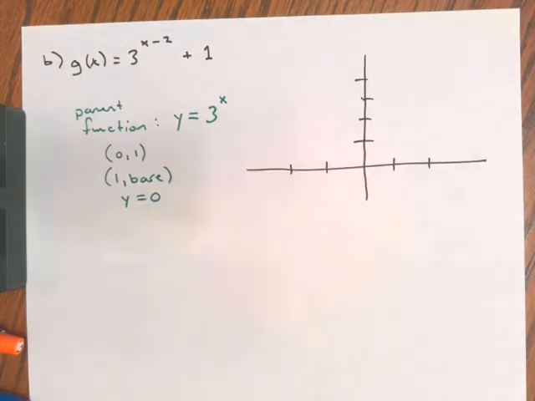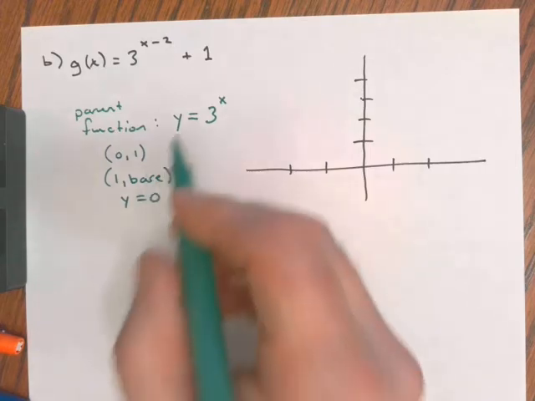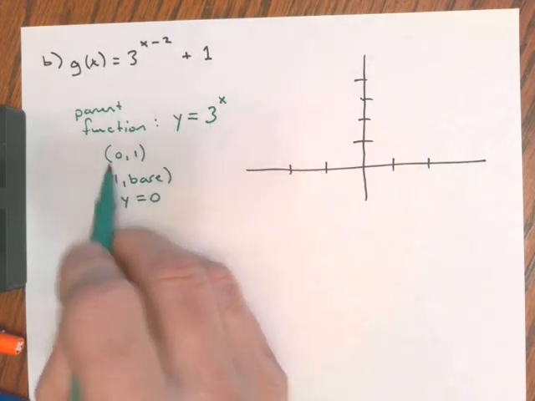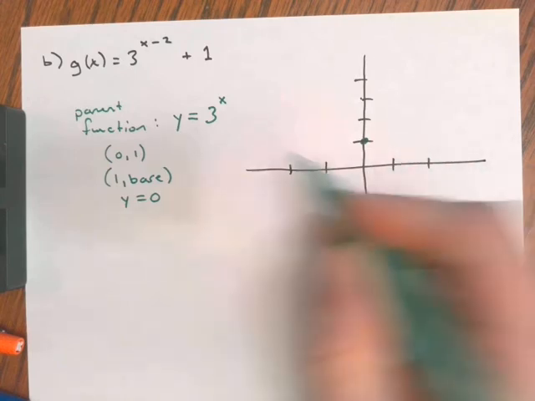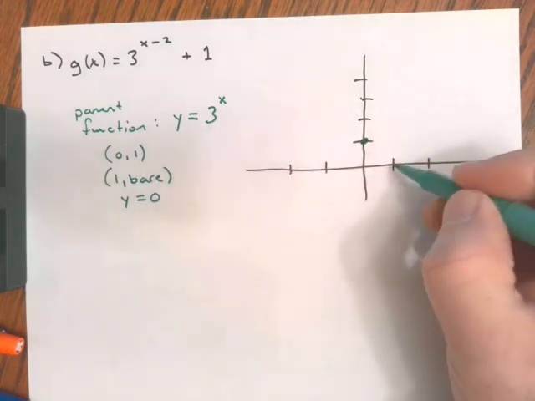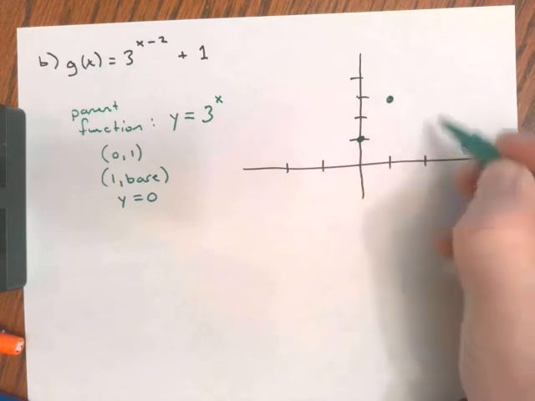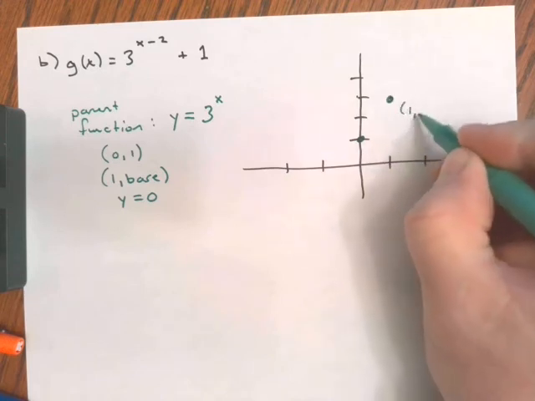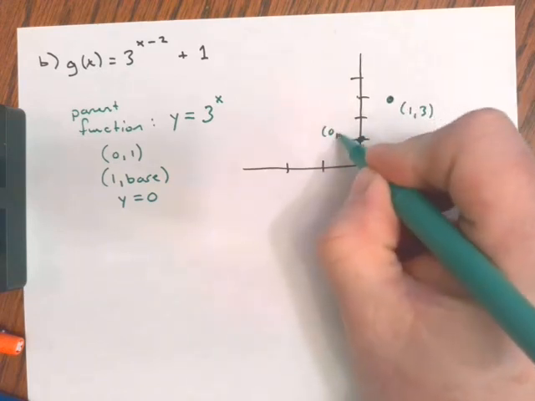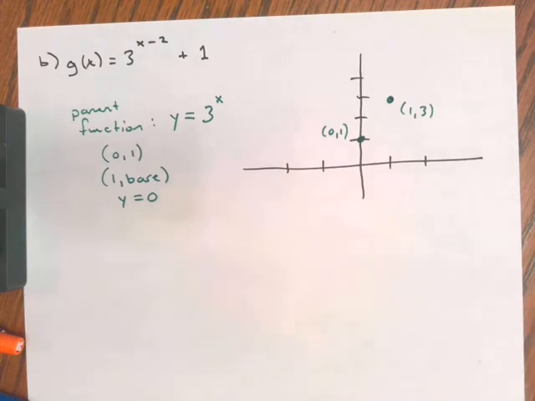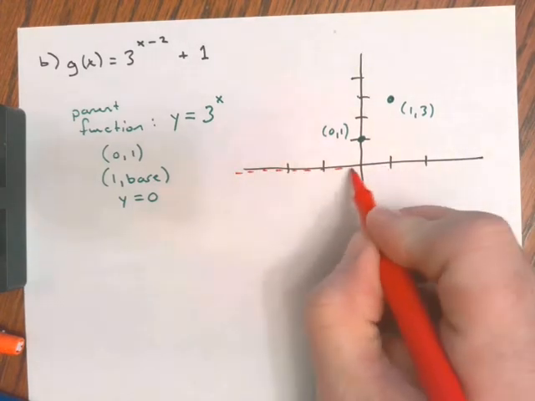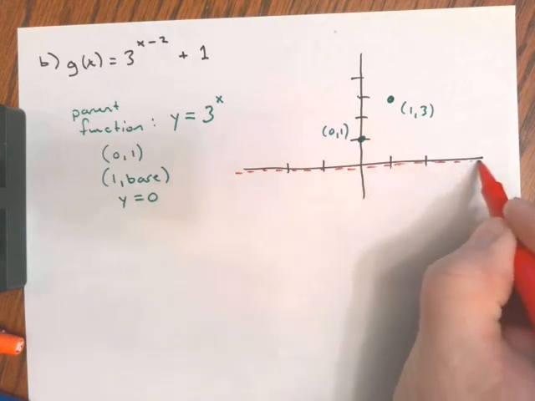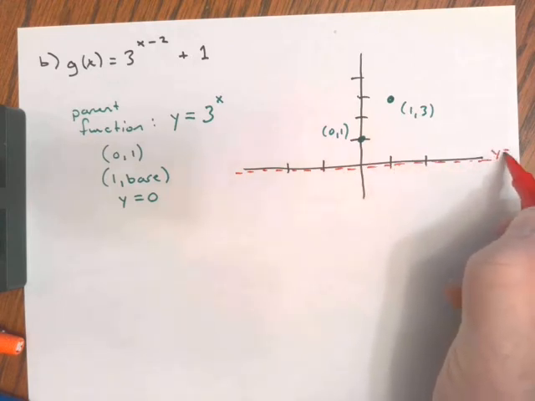So if I were to draw a very quick sketch of our parent function y equals 3 to the x, y-intercept at 1, 1 comma base, which in this problem is 3, so 1 comma 3. That's another point that's on the graph. And then a horizontal asymptote right on top of our x-axis, and the equation for that is y is equal to 0.